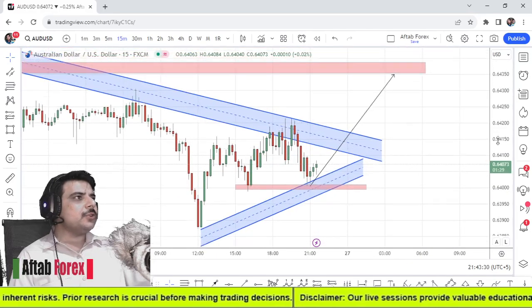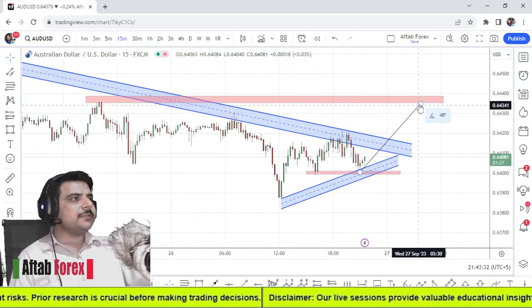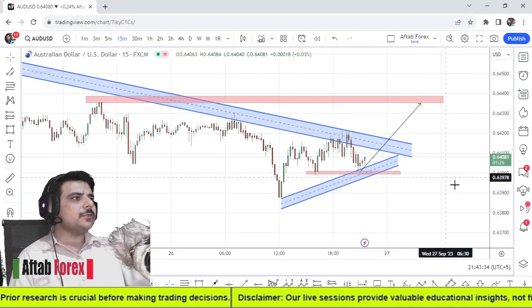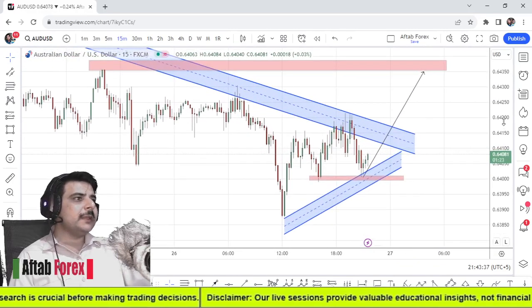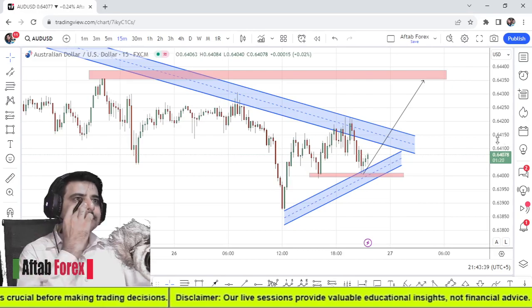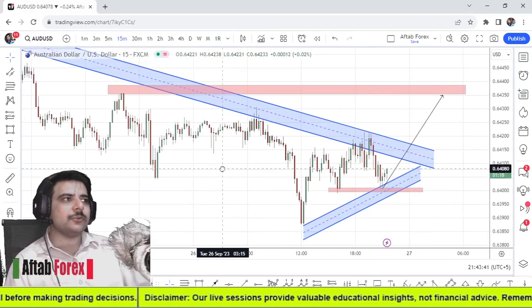So at the moment on the Aussie US dollar, this is going on. Tomorrow definitely I will be trying to take a sell trade from there most probably, and this is the perfect plan in my opinion for tomorrow.